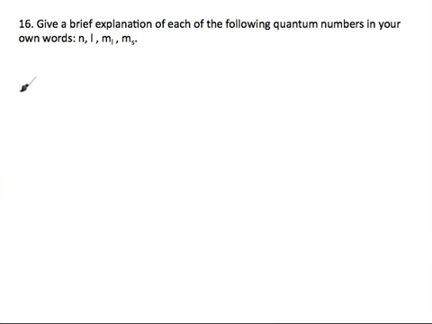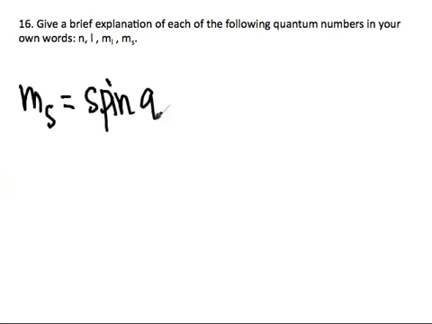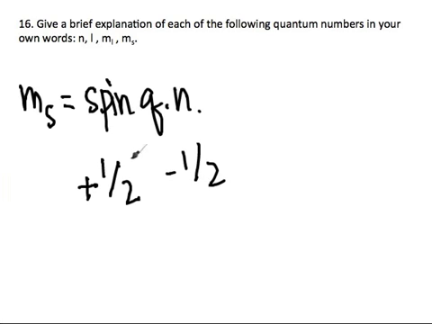For the last quantum number, we call this the magnetic spin quantum number, or the spin quantum number. So this number is always plus 1/2 or minus 1/2. Don't worry about what the 1/2 means. It's just that each orbital can hold a maximum of 2 electrons. One has to be positive and the other has to be negative.